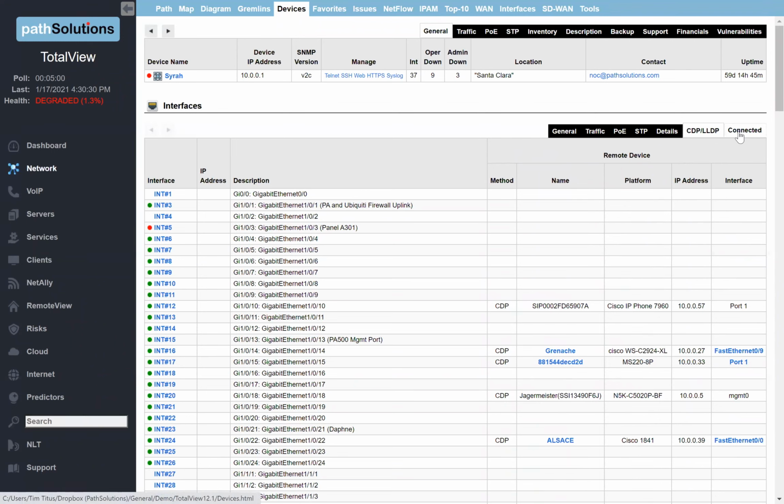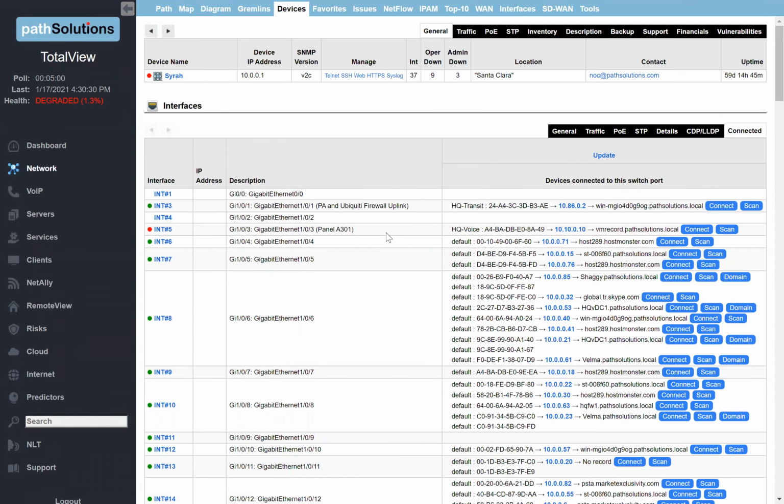We also have a fully integrated port mapper. Click on the Connected tab, and it's going to show what's plugged into each of these interfaces. This interface has one MAC address, so it's not a trunk port to another switch. The MAC address associates with the HQ voice VLAN, VLAN 110. We have the MAC address, the manufacturer of the device, the IP address, and the reverse DNS record. Okay, so this is our voicemail recording server. Now that we recognize this is a high priority voice server, the packet loss here is definitely a problem that needs to be solved immediately. Let's go see what the problem is.